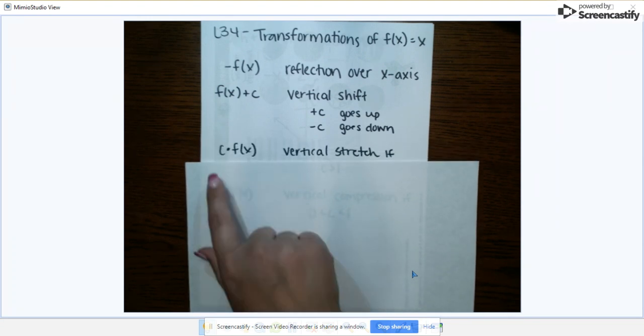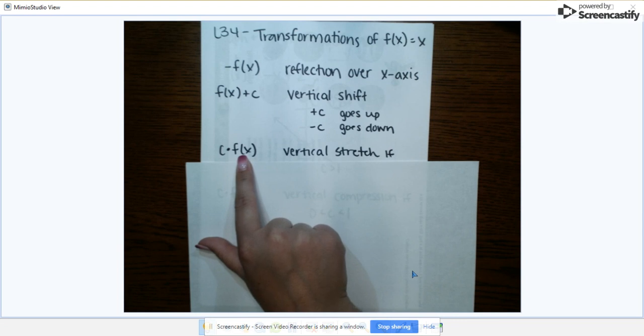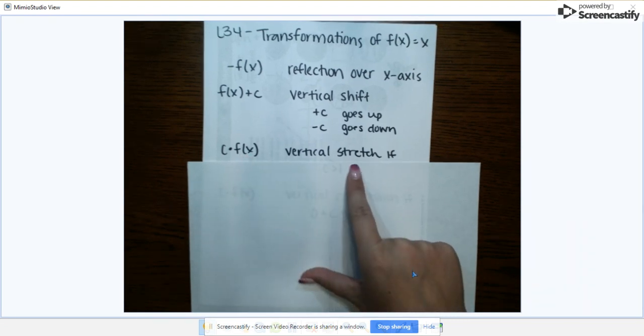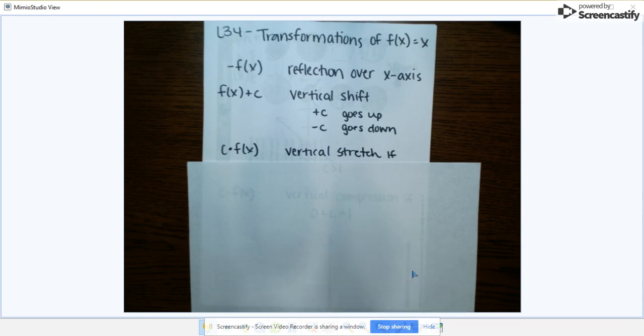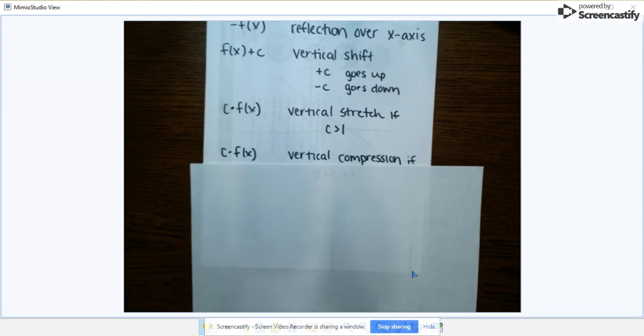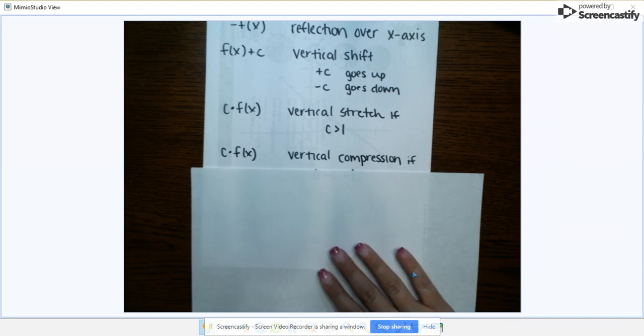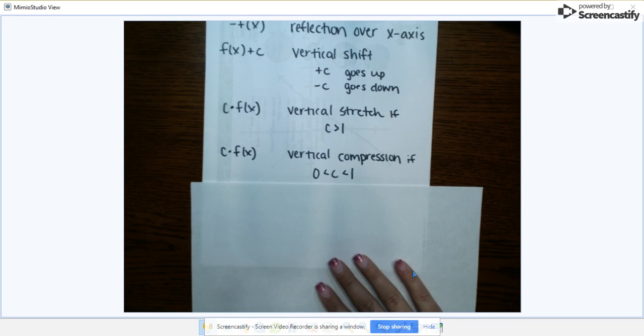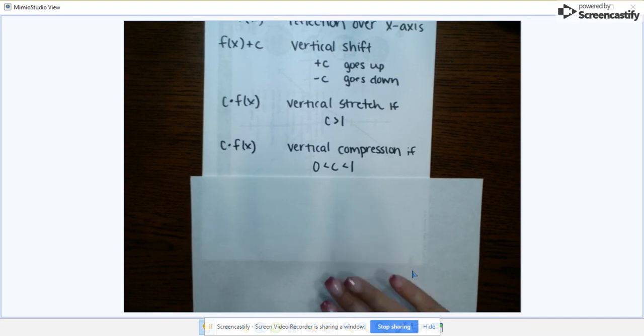And then we can have a constant times our function, so like 2x or 7x. That's going to be a vertical stretch, meaning it gets steeper if that c value is greater than 1. But we can also have a constant multiplied out in front and have a vertical compression. Compression means that it gets less steep, okay, so more gradual of a slope. And that occurs if our constant is between 0 and 1, so a half or a third or 2/7.